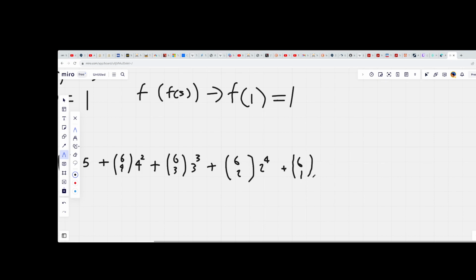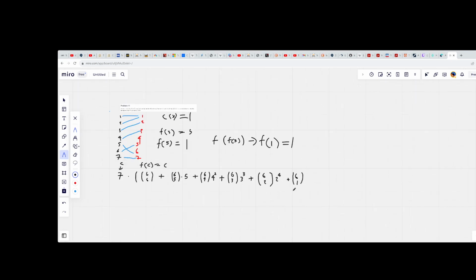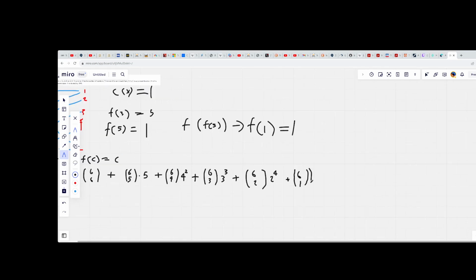Okay, now you might be wondering, hey, are we going to do 6 choose 0? The answer is no, because if 0 of them map to the constant, then you don't have a valid case. So this is our final answer.